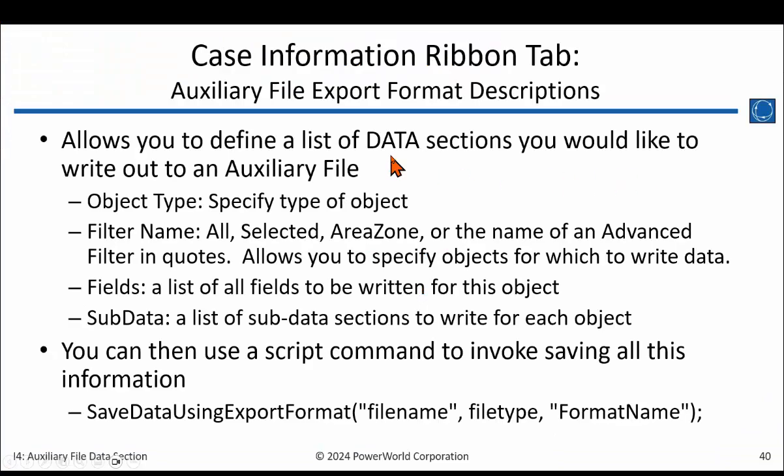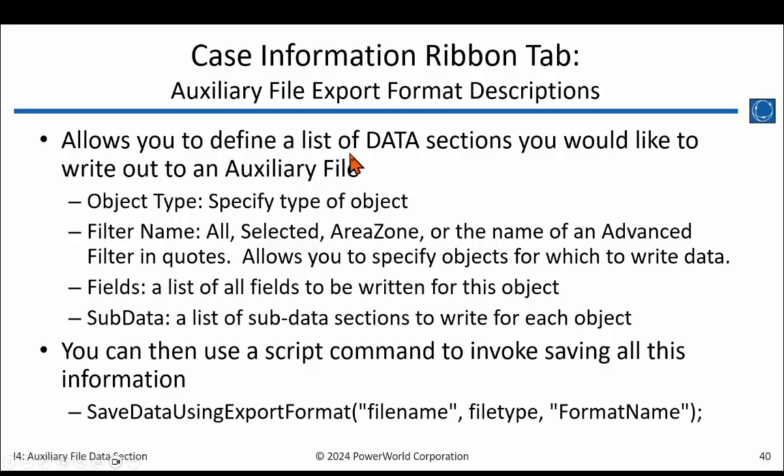All right, the next subtopic that we'll talk about here is the auxiliary file export format description. And this is a tool that allows you to define a preset list of objects and data sections, optionally with filters associated with objects, where you can basically dump out an auxiliary file with all of that data for the current case that meet the description.